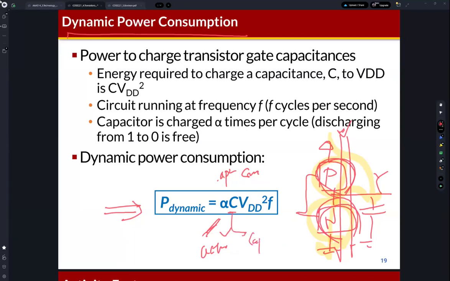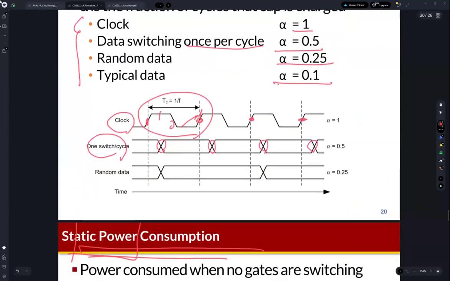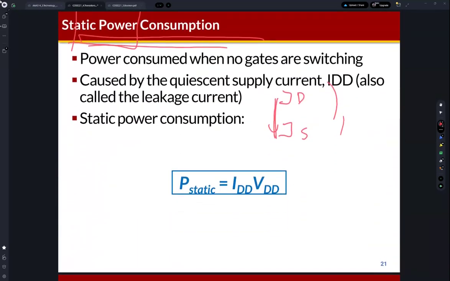And if you see this equation, you can find that this is the capacitance, and I mentioned that the capacitance is determined by the area of the chip. So if we implement chips using a smaller area of silicon die, then we can reduce the capacitance. So the area is also so important. And then this is the supply voltage, and this is the clock frequency.